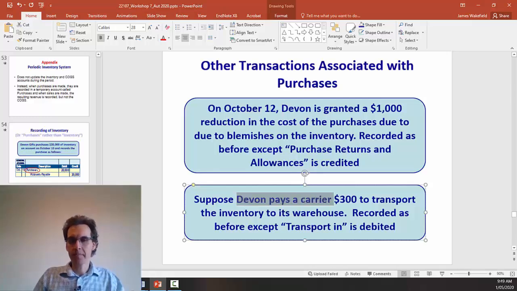Now, Devon also pays $300 to transport the inventory to its place of sale. So, again, we don't use the inventory account when using the periodic system here. We instead use, in this case, when we're spending resources on transport in, we debit transport in. So rather than debiting inventory, we debit transport in here.